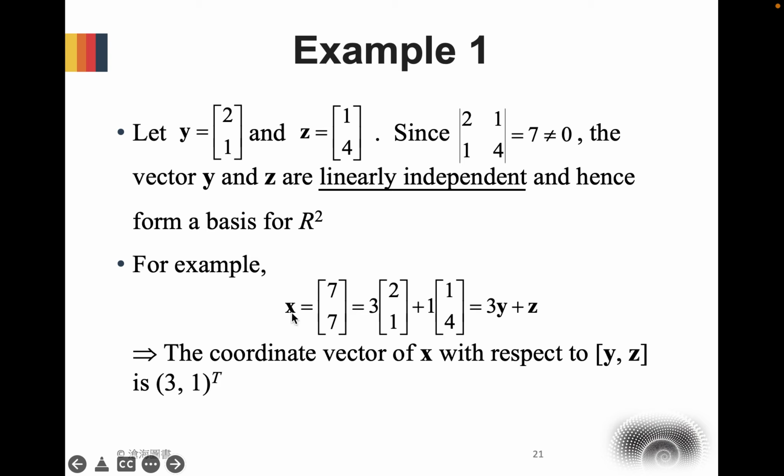Okay, so assume we have a vector x. When we represent it with respect to the standard basis, it is (7, 7). And if we represent it with respect to y and z, in fact (7, 7) can be written as the linear combination of 3 times (2, 1) plus 1 times (1, 4). That means 3y plus z. So with respect to the basis y, z, the coordinate vector of x is (3, 1).